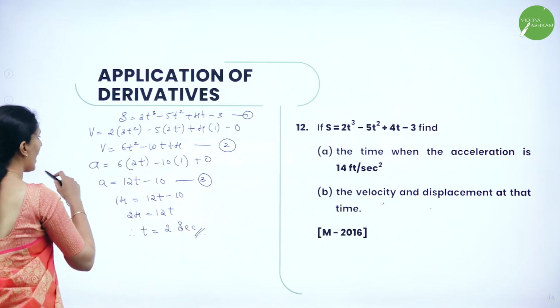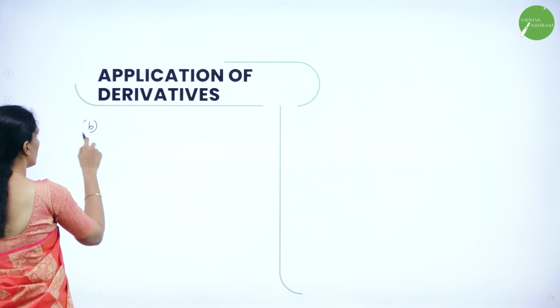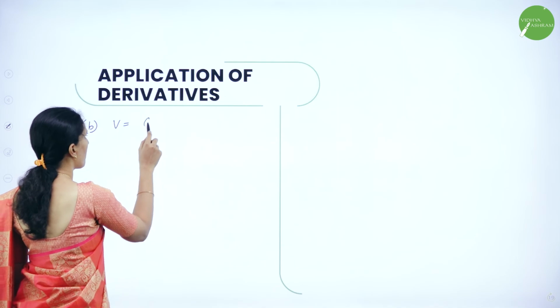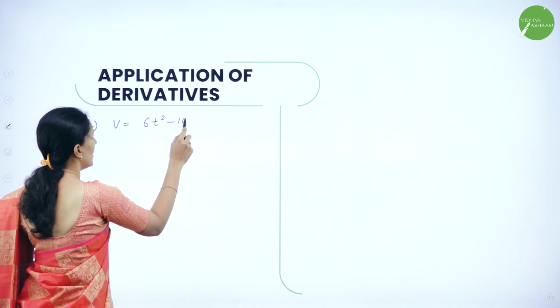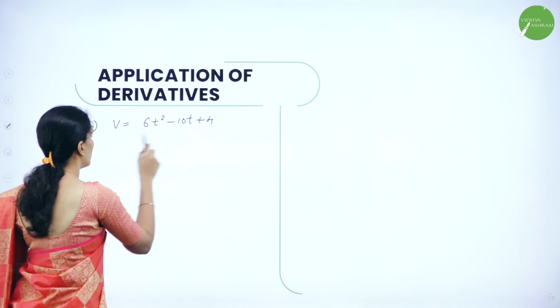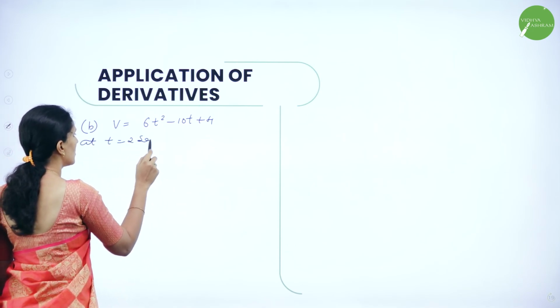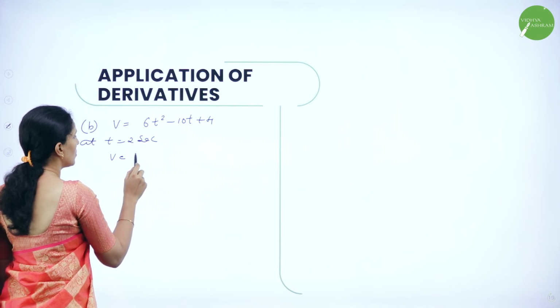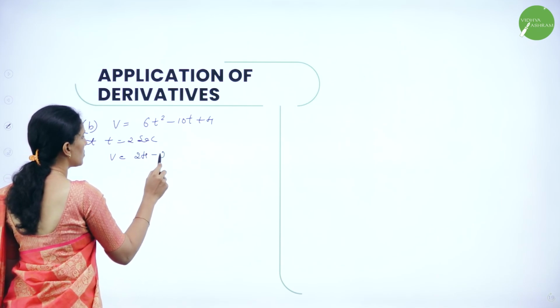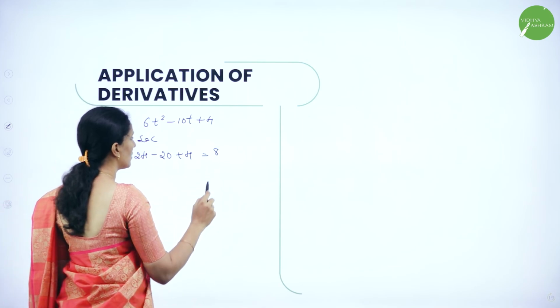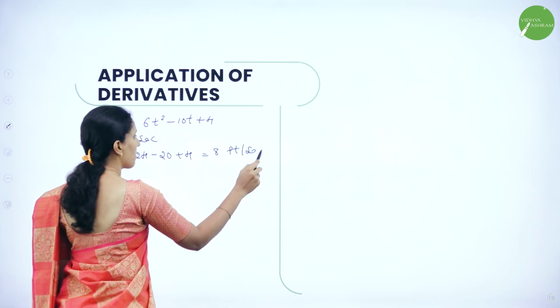Now, after finding the time, we need to calculate the velocity and displacement at that time. So, for velocity, we have the equation v is equal to 6t square minus 10t plus 4. At t is equal to 2 seconds, velocity is 24 minus 20 plus 4, which is equal to 8 feet per second.